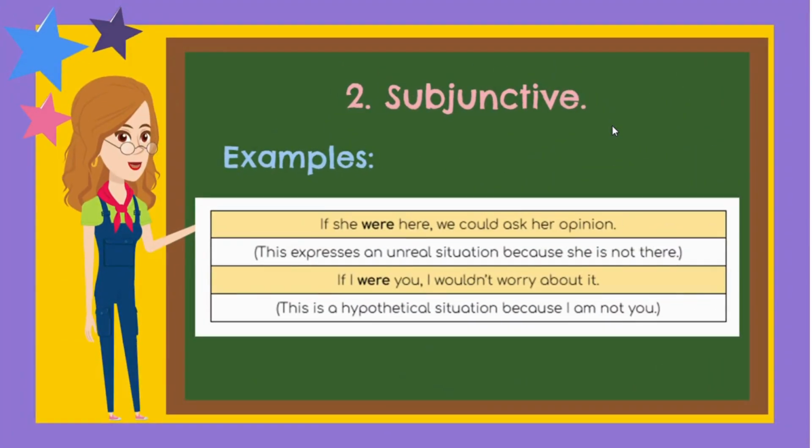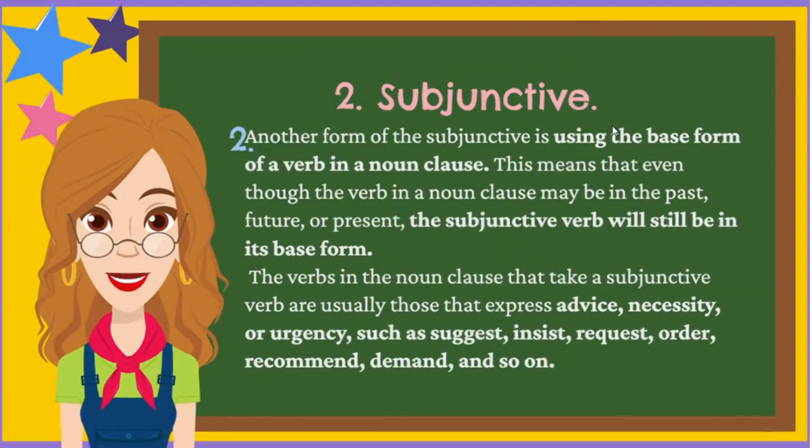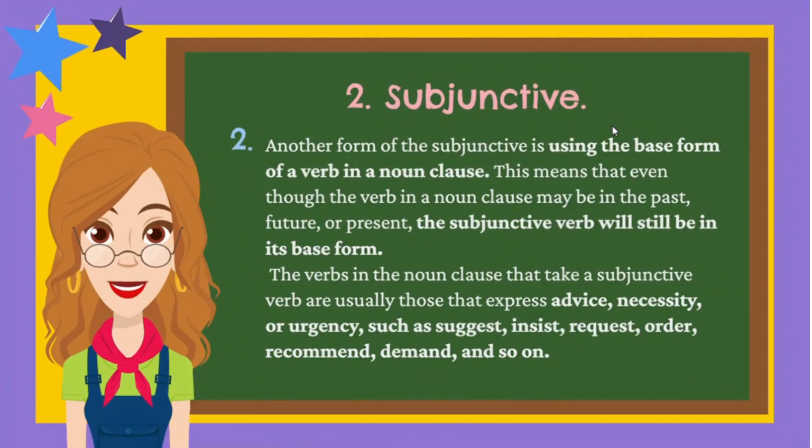So here we have the examples. The first one is: if she were here, we could ask her opinion. And: if I were you, I wouldn't worry about it. The second type of subjunctive is using the base form of a verb in a noun clause. This means that even though the verb in a noun clause might be in the past, future, or present, the subjunctive verb will still be in its base form.